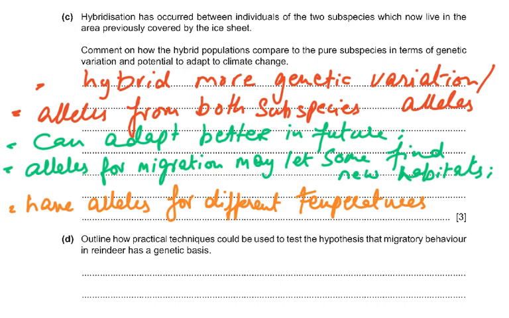So hybrids have more genetic variation, or more alleles, and alleles from both the subspecies are present in the hybrids and can adapt better in the future. Then they might have the alleles for migration, and this may let them find new habitats. And they have alleles for different temperatures, so that is why they have survived.